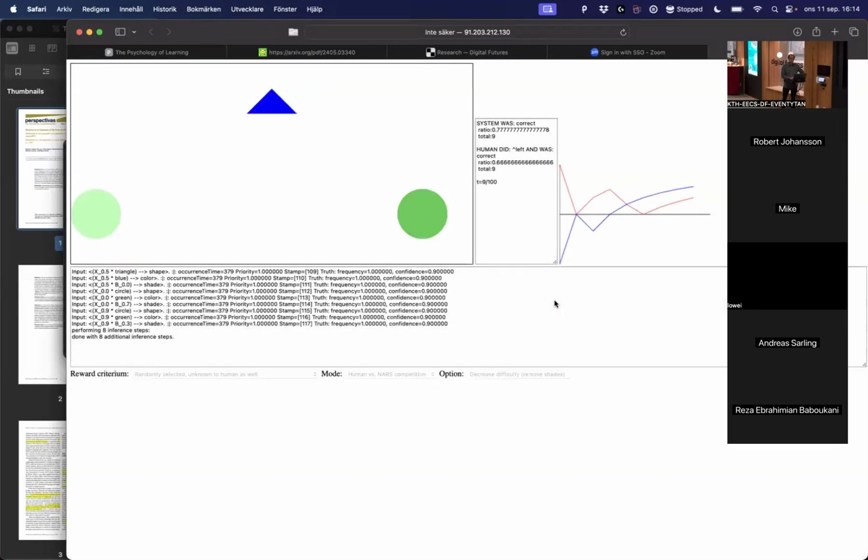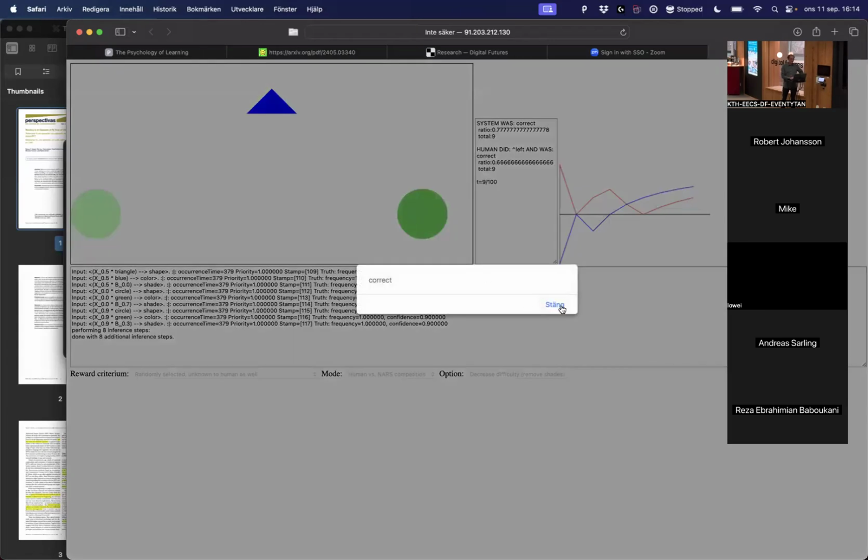I think I found it. The color? Which color? I thought it was yellow. No. No?